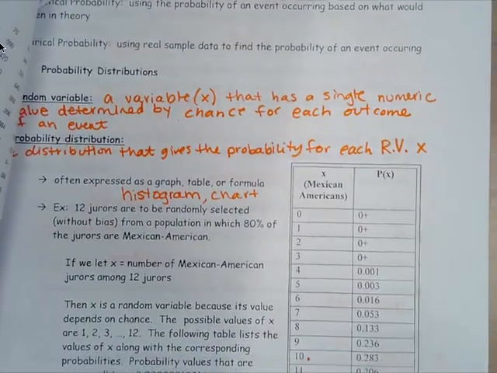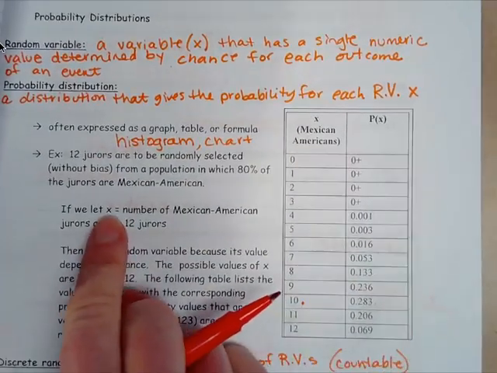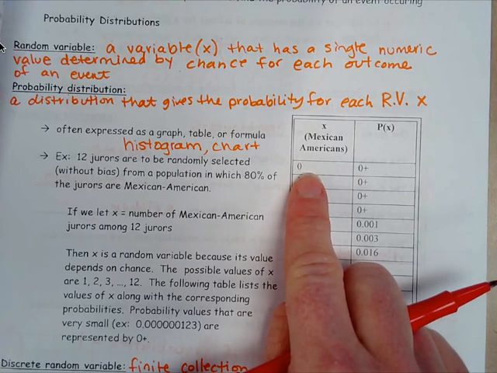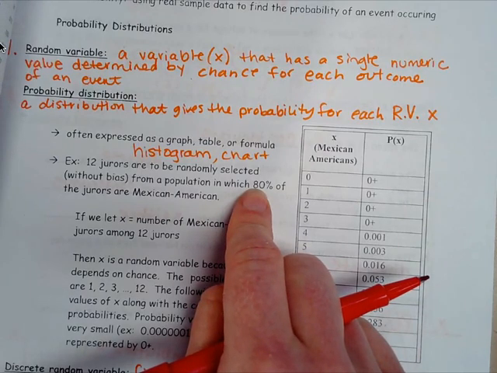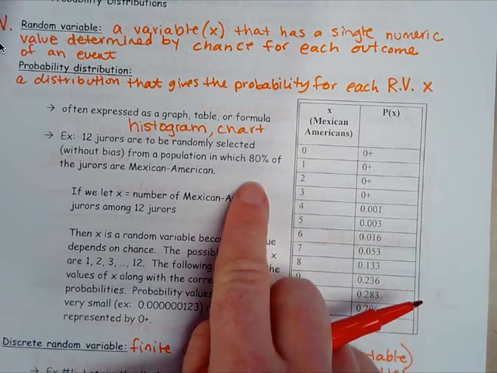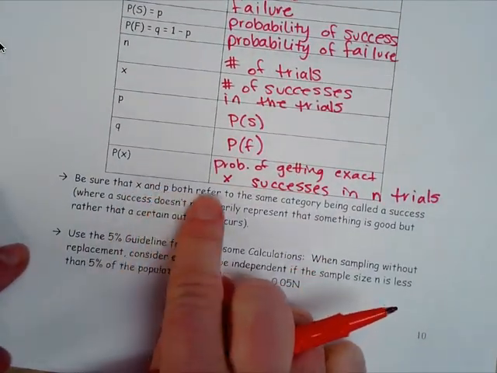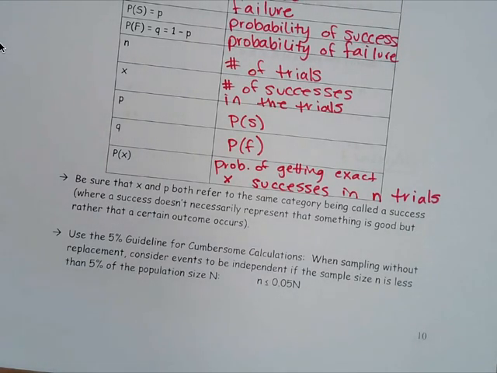On this, the n was 12. X was how many successes, where a success would be how many Mexican Americans were chosen. And then our probability of success is 0.8 for every single trial. So we are going to learn how to fill in a chart using the given information. Be sure that x and p both refer to the same category being called success, where a success doesn't necessarily represent that something is good, but rather that a certain outcome occurs. So you're looking at what you want.